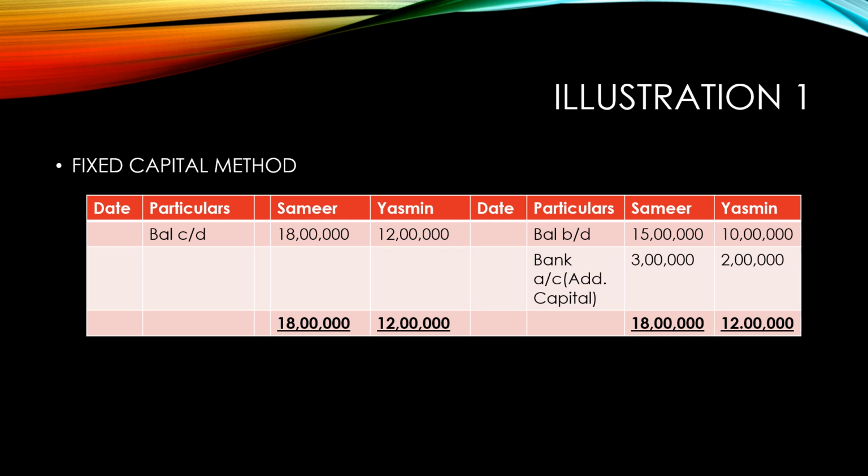What is the journal entry whenever capital is introduced? The journal entry is bank account debit to capital. So over here both the partners are bringing additional capital, so bank will be written in the capital account. Bank account debit 3 lakh and 2 lakh. Now, as no withdrawal of capital is given in the question, there is nothing to write on the debit side. We will just add both the items written on the credit side. That will be the balance of the capital account. So it comes to 18 lakh and 12 lakh.